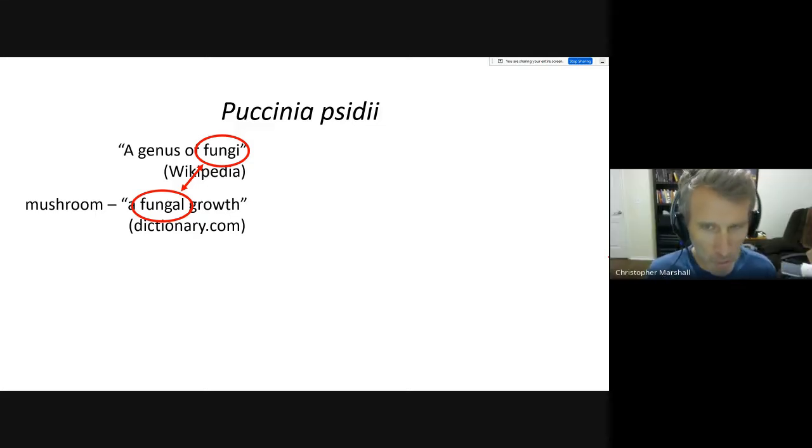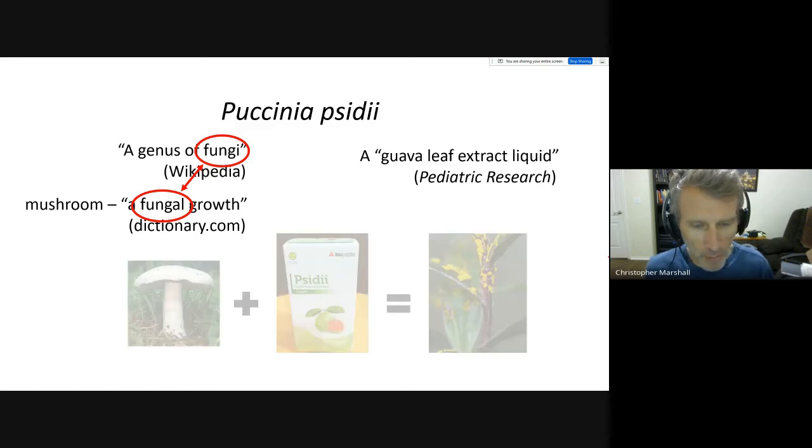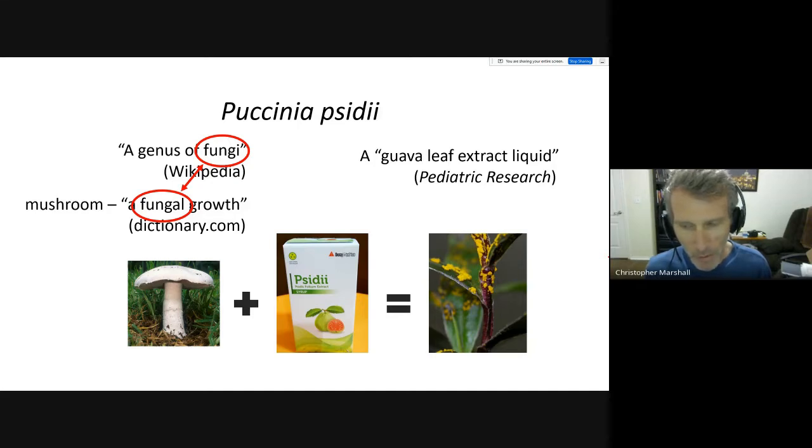So Puccinia, mushrooms. Now if we move to the next word, sidii, according to the academic journal Pediatric Research, sidii is a guava leaf extract liquid. In other words, guava juice, right? So based on my extensive and detailed scientific research, I concluded that myrtle rust is a compound of mushrooms and guava juice. And when you combine those, you get the plant pathogen known as myrtle rust.